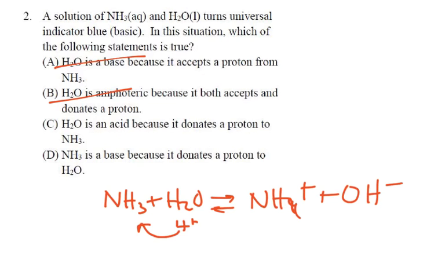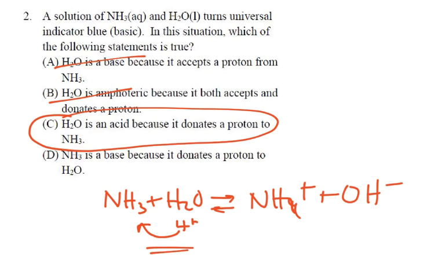So it can be amphoteric, but not in this case. In this case, it's acting like an acid. H2O is an acid because it donates a proton to NH3. That is the answer, because we can just see it right there. And the last one, NH3 is a base, that's true, because it donates a proton? No, that's where it goes wrong. So the answer is C.